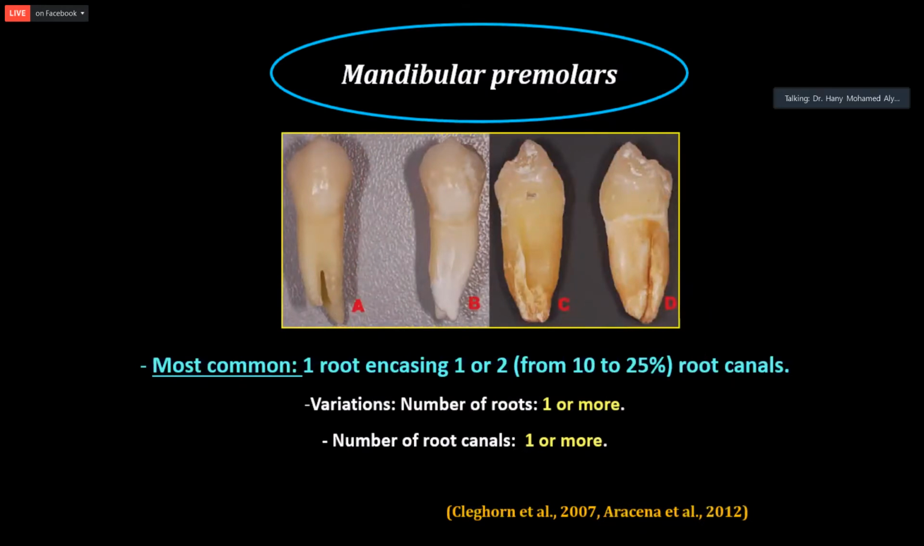For mandibular premolars, this is one of the most complex teeth, which have different anatomical variations, usually one or two roots, and canals can reach up to 25% having two canals. Đây là nói về răng hàm nhỏ hàm dưới, thường có thể từ 1 đến 2 chân răng, và số lượng ống tủy đến 2 ống tủy có thể lên đến 25%.